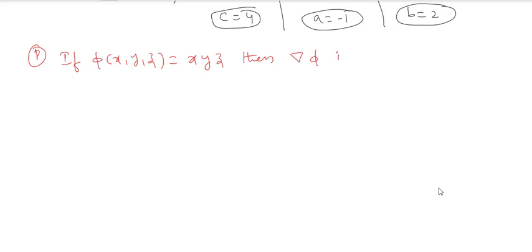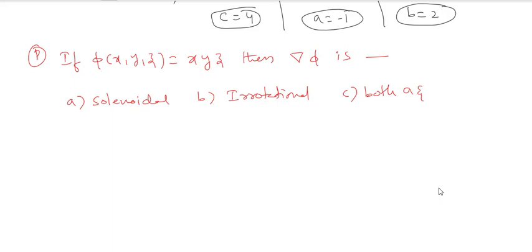phi is option A solenoidal, option B irrotational, C both A and B, D none of the above. So now they are asking what? They have given phi of x, y, z as xyz, and with respect to del phi they are asking. Am I correct or not? So let me take that.